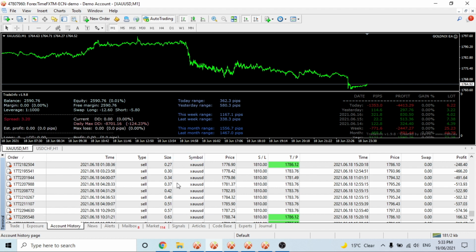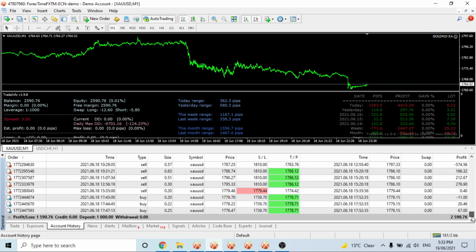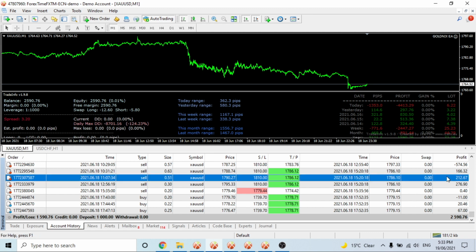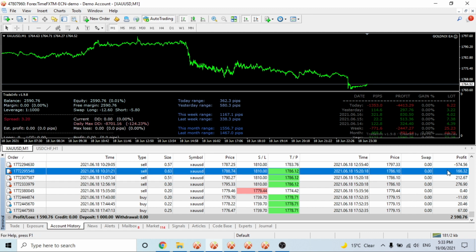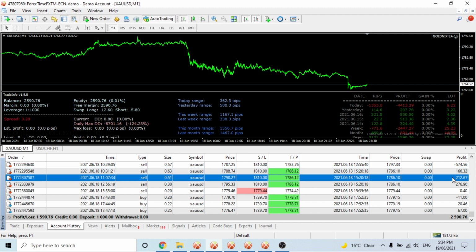It went 27, 30, 34, 37, 42, 46, you know, the lots got bigger and bigger and bigger. And I think then the market may have come back because after that, it did close this 0.63 in profit and the 0.51 in profit. So I'm not exactly sure what happened. I can't actually say whether it was the robot or the market, or the computer being off and then coming back on and closing everything.